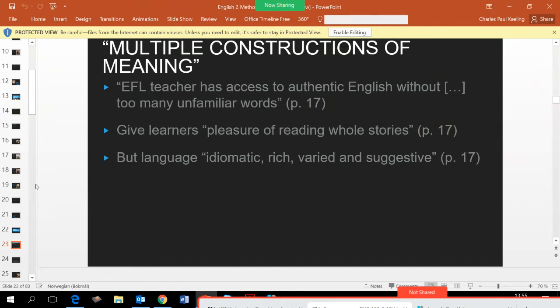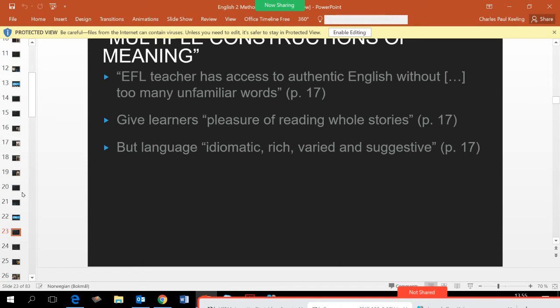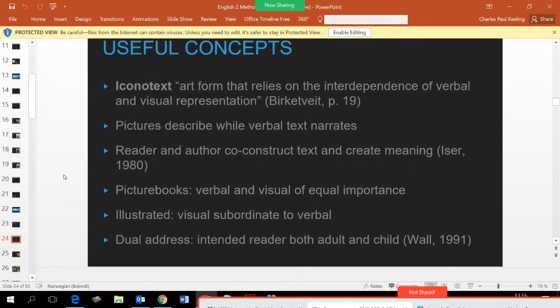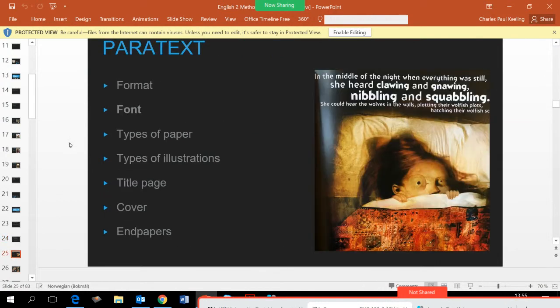of authentic texts and authentic language, because picture books give this sort of iconotextual support, or the support of the picture of what's being shown, which we learnt to be one aspect, as opposed to the verbal and the visual aspect, which is of equal importance. Also this idea of dual address.